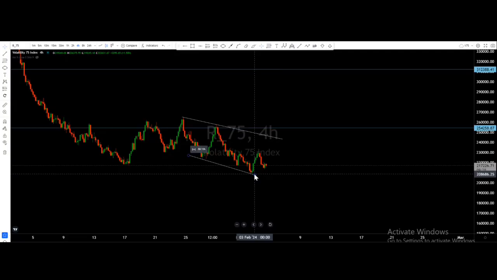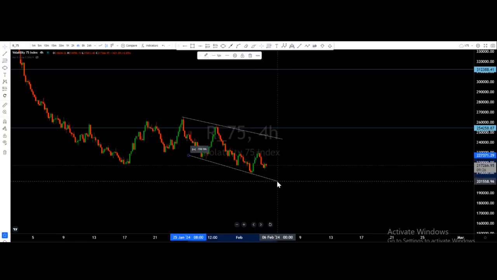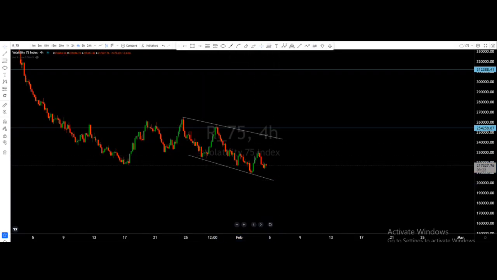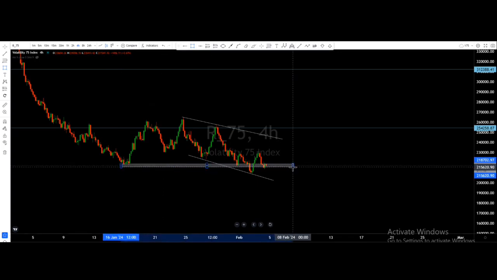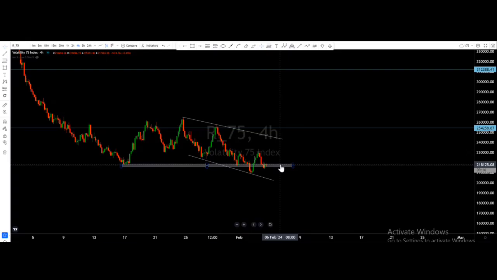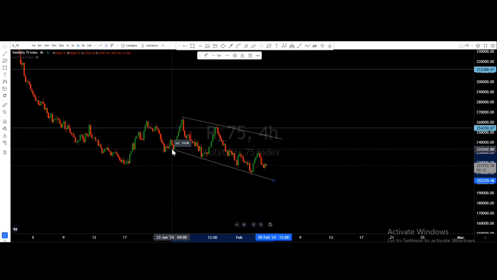I'm seeing this, and I'm also seeing this. Okay, so basically I will need to step down. Yeah, that's what I will do for sure. I'll step down to the 1 hour time frame to get this trade.